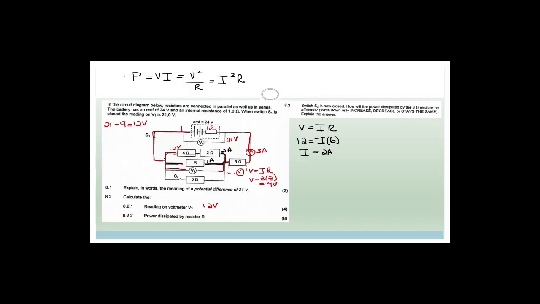So then we can just use this equation. P is equal to VI, which is equal to the volts, which is 12 times 1, which is going to be 12. And what is power measured in? It's measured in watts. There we go.